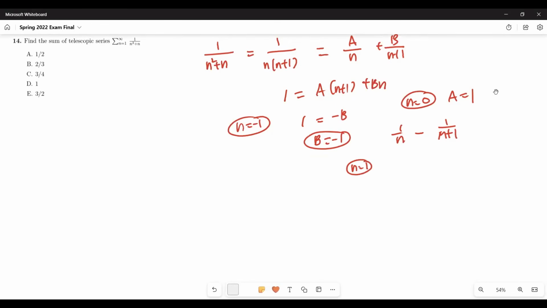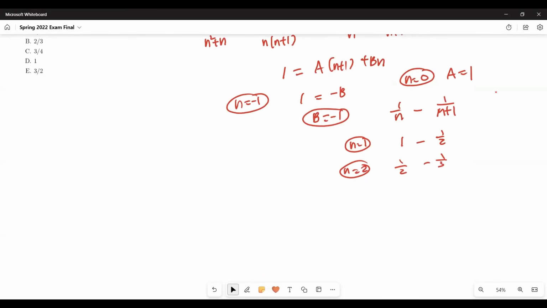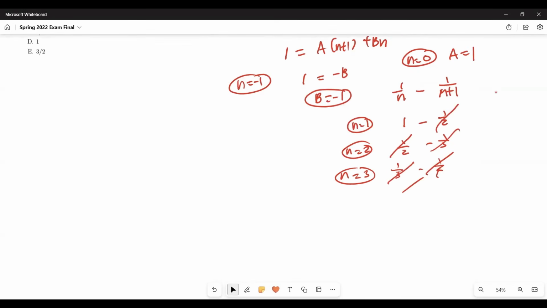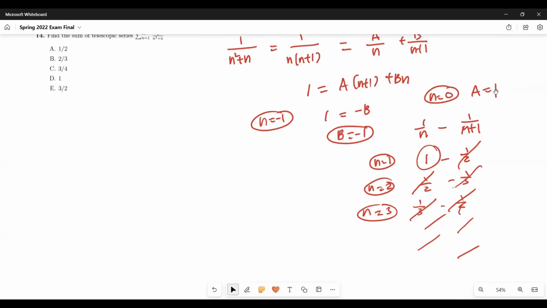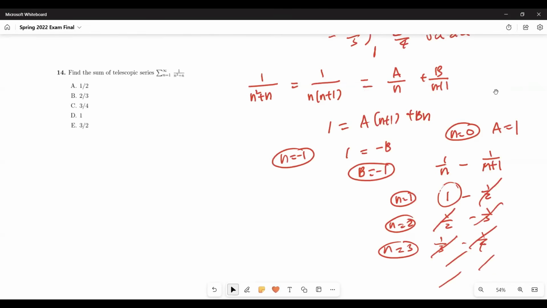N equals 1: 1 minus 1 over 2. N equals 2: 1 over 2 minus 1 over 3, and so on. N equals 3: 1 over 3 minus 1 over 4. So 1 over 2 cancels out, 1 over 3 cancels out. You will see that eventually this will get rid of everything. All we are left with is the first term, which is 1. So the answer for this question is just 1.